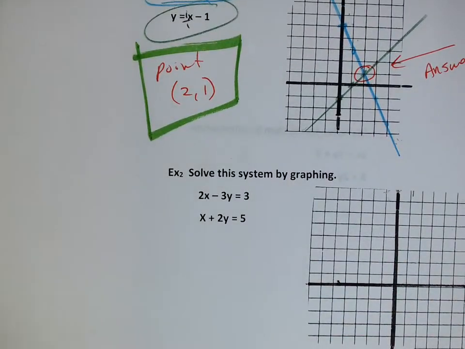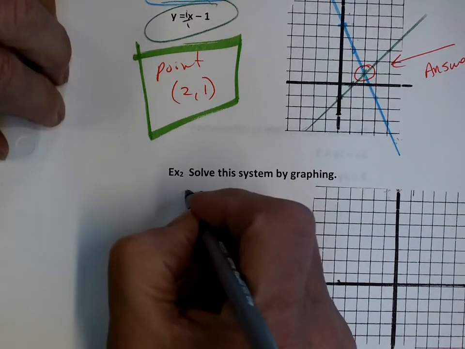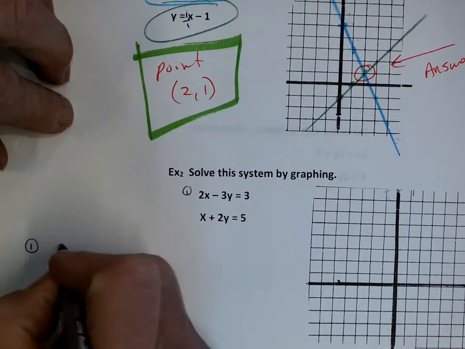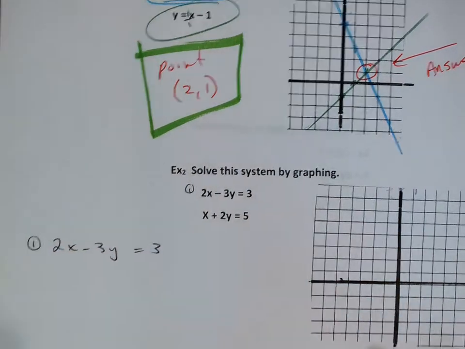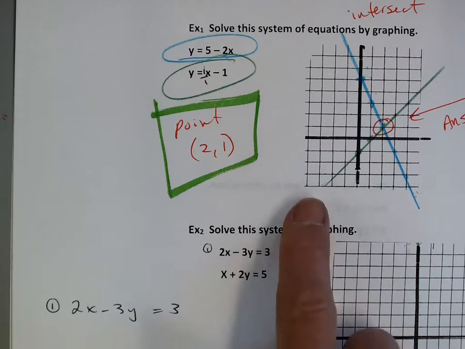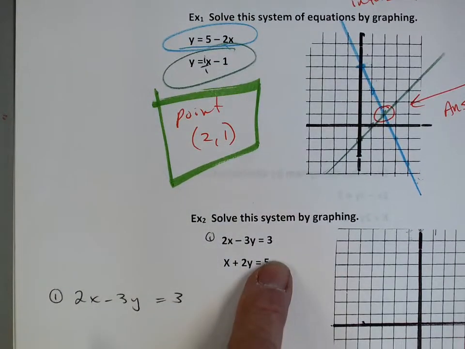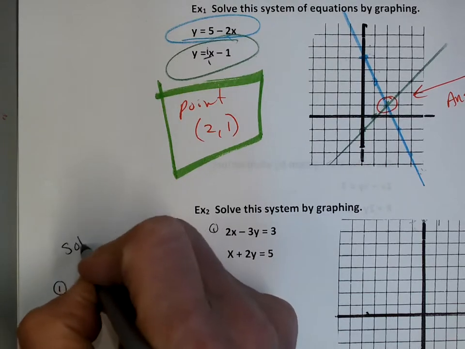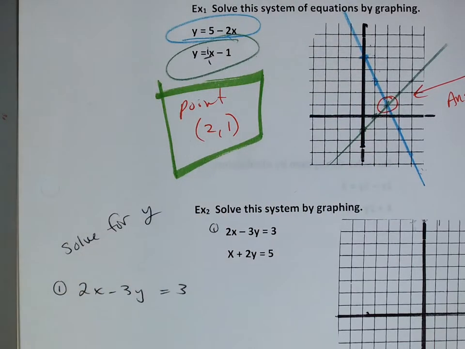Now, on number 2, we have to graph this. So there's two ways. One is to solve for y and graph it, okay? So I got equation 1, which is 2x minus 3y equals 3, okay? So to graph it, I need it to say y equals, right? So for equation 1, I need to solve for y. Okay, so if I solve for y, then it's easy to graph, right?